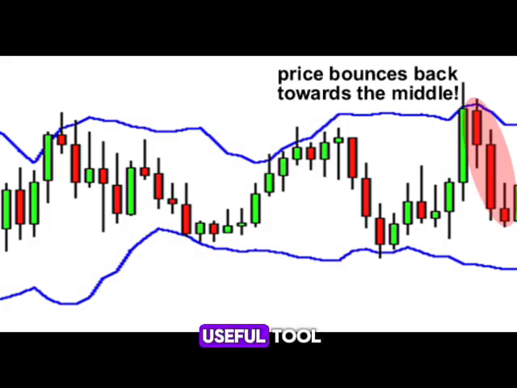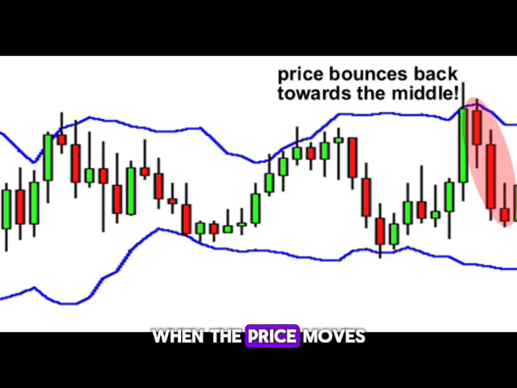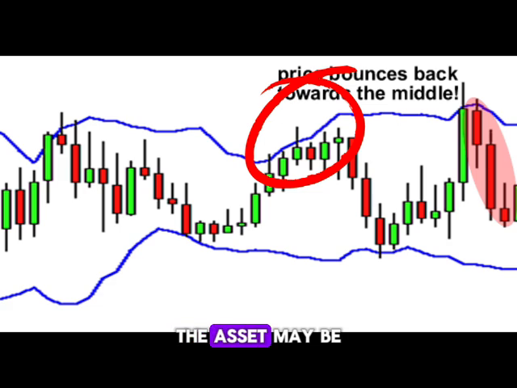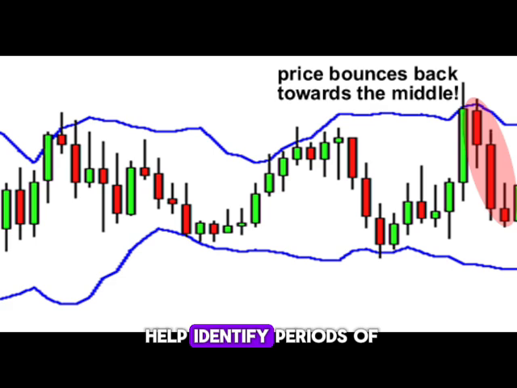Bollinger Bands are another useful tool. They consist of a middle band, which is a moving average, and two outer bands that are standard deviations away from the middle band. When the price moves towards the upper band, the asset may be overbought. When it approaches the lower band, it may be oversold. Bollinger Bands can also help identify periods of high volatility when the bands widen, and low volatility when they contract.